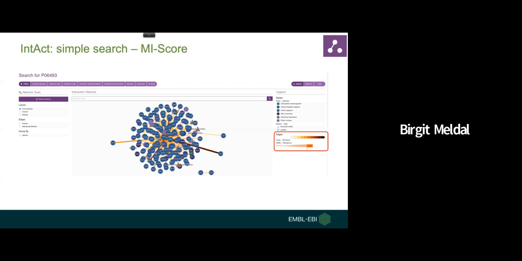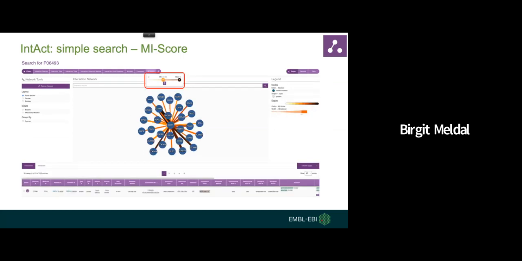The thickness of the edge represents how many evidences we have in the database, and the color is correlated with the MI score, the molecular interaction score. This is a score that takes into account the number of interactions we've curated, the number of publications these interactions come from, and the type of interaction. So are these high-level biophysical, for example, crystallography experiments, or are these just loose co-localizations? This score is calculated and then indexed. The actual score is in a range of 0 to 1.